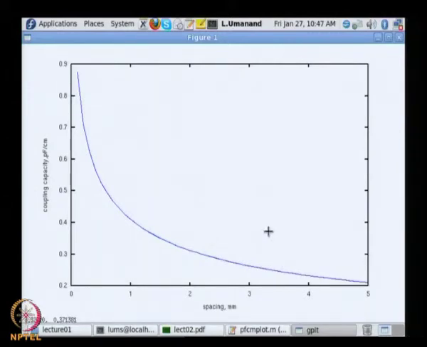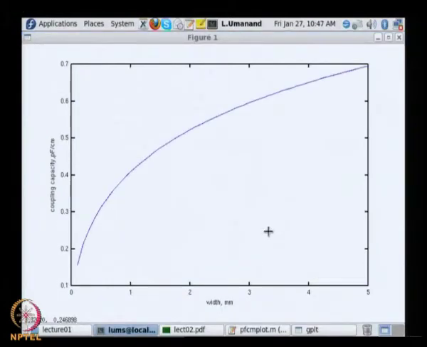And what happens for the other? Look, there is a change now. We have changed the x axis to width in mm, and the y axis is still the coupling capacity in PF per centimeter. As the width increases, the coupling capacity increases. So, more the width, higher is the coupling capacity.